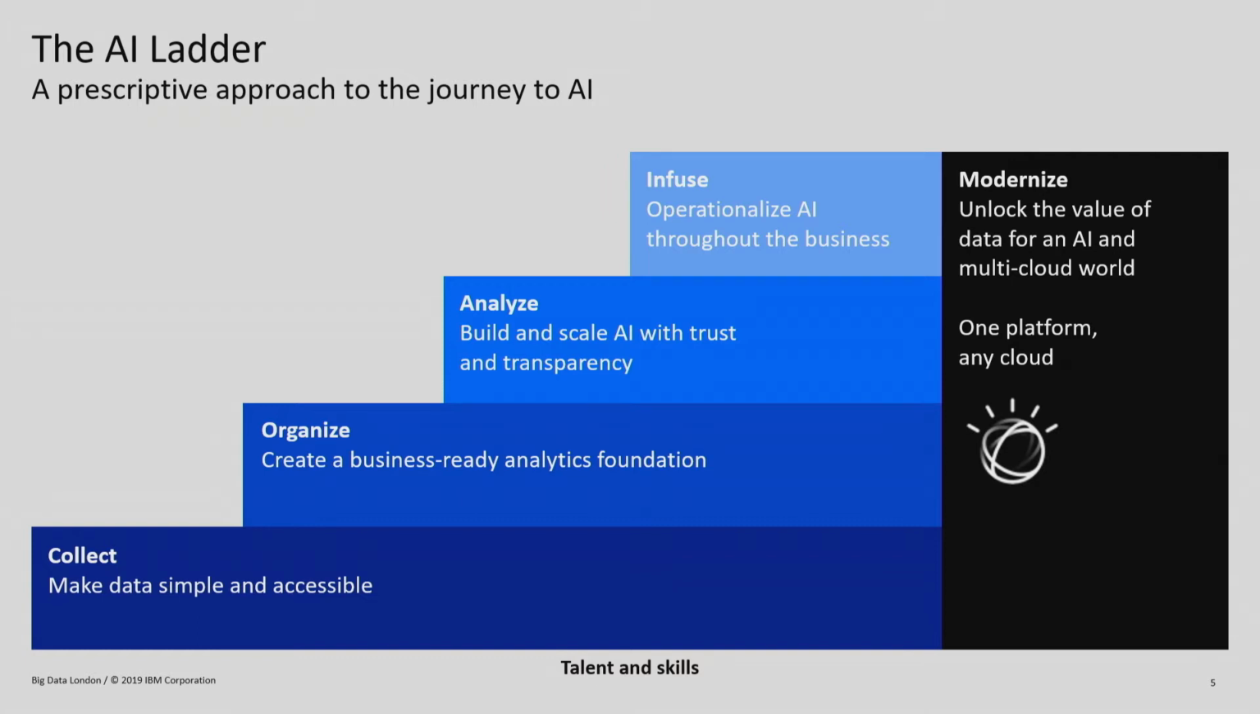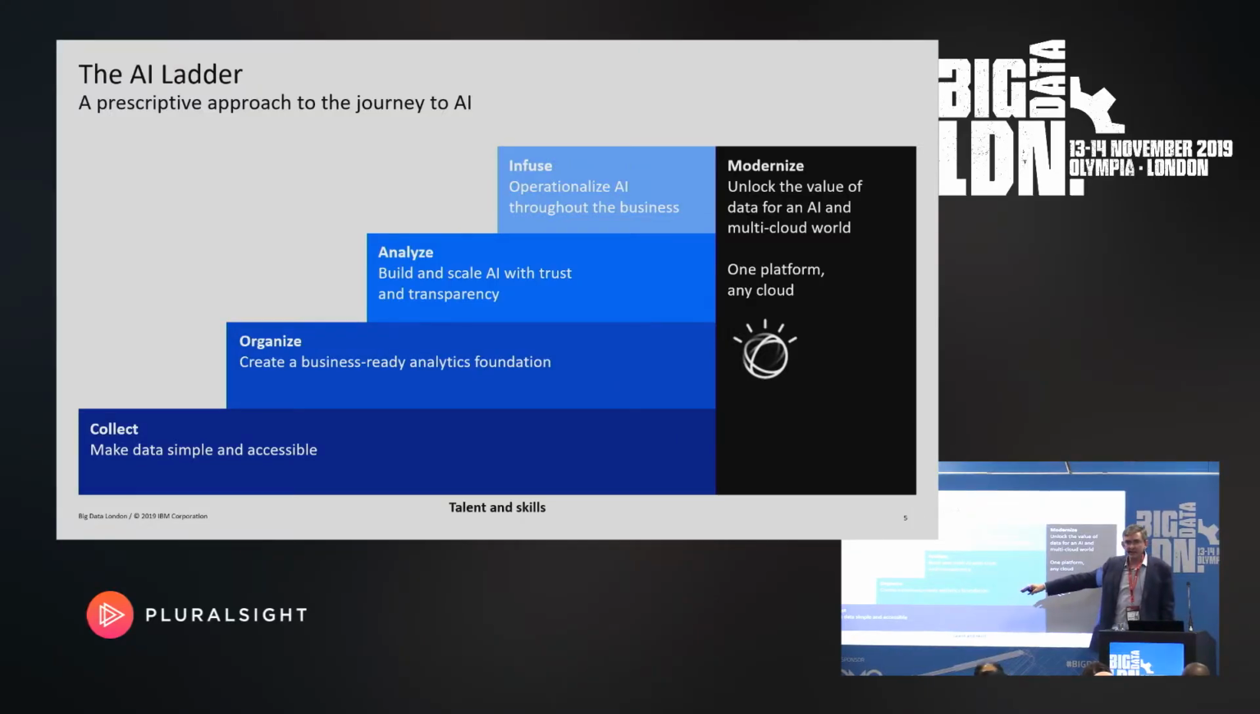Down the bottom, it's about collecting data. So remember, the fuel for AI is data. The first place we have to start is we need to bring data together. But that doesn't necessarily mean that we're going to go and get the data and pull it all into one central place. We might want to virtualize data. We might want to be able to connect to different data sources and bring them in as we need them.